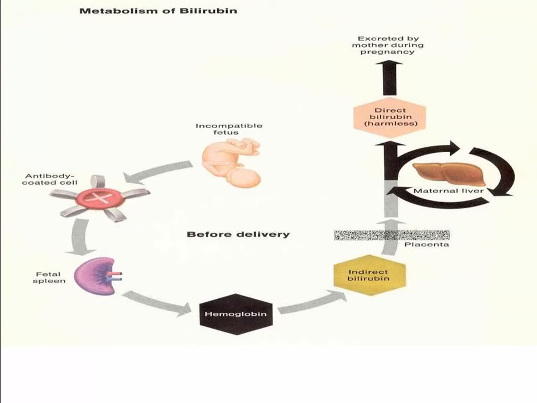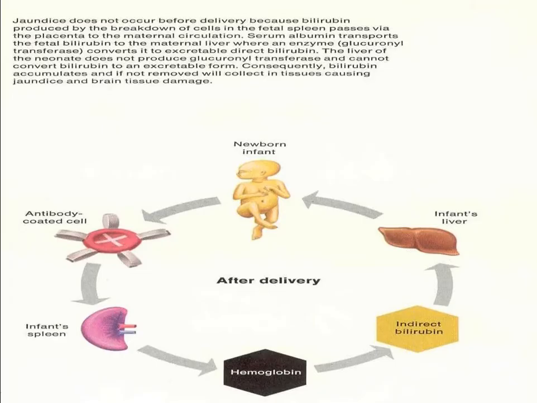But what happens once the baby is born? Since the bilirubin had been excreted through the mother's circulation, the baby is not jaundiced. But once the baby is born, it cannot cross over to the placenta. Now it is on its own. So this indirect bilirubin goes into the fetal liver.